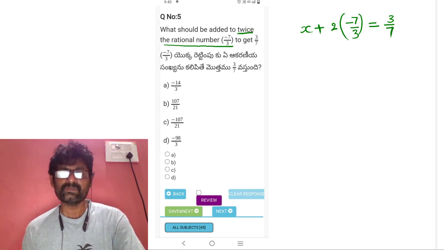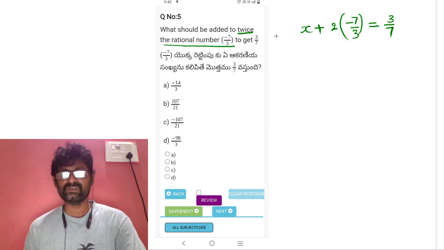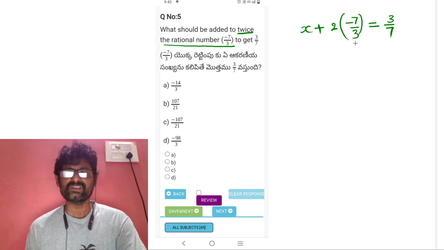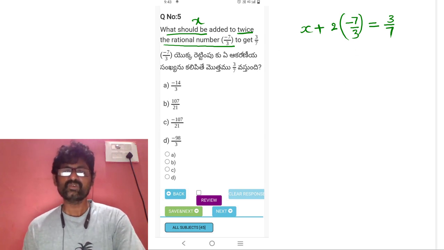Twice the rational number negative 7 by 3. So that means 2 times the value negative 7 by 3, so 2 into negative 7 by 3. And what should be added? Let us take this one as x. So x plus this one equal to get 3 by 7. So that is equal to 3 by 7. We need to find out the value of x from this.